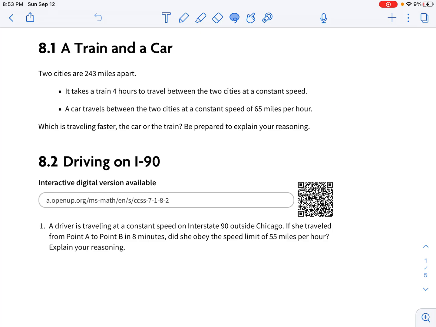So what we have to do here is divide our distance by our hours. And then our answer will be miles per hour. So 4 can go into 24 6 times. This would be 0. You bring down the 3. 4 cannot go into 3, so that'd be 0. And then you're left with 3 as a remainder, so that becomes 3 over 4. So the train is going almost 61 miles per hour. Well, 65 is faster than 60 and 3/4. Therefore, the car is going faster.